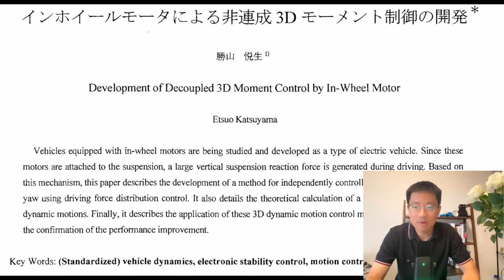Imagine a car that never rolls in corners, never dives when braking, and glides over bumpy roads. No expensive active suspension, just four in-wheel motors. Today we are breaking down a brilliant paper by a Toyota chief engineer. We'll see how a few lines of math can completely hack a car's physical limits.